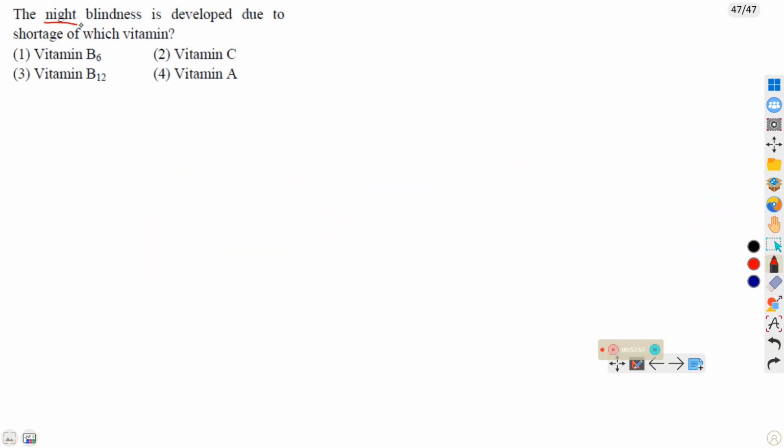The night blindness is developed due to shortage of which vitamin? Vitamin C. Thank you.